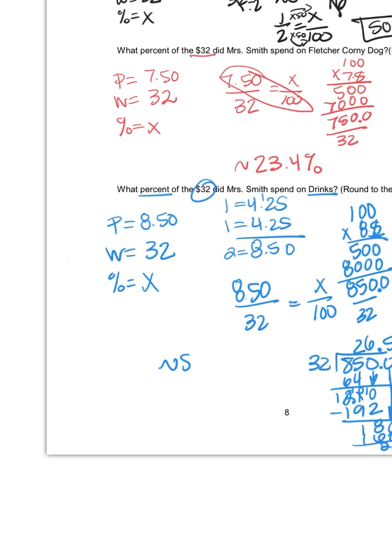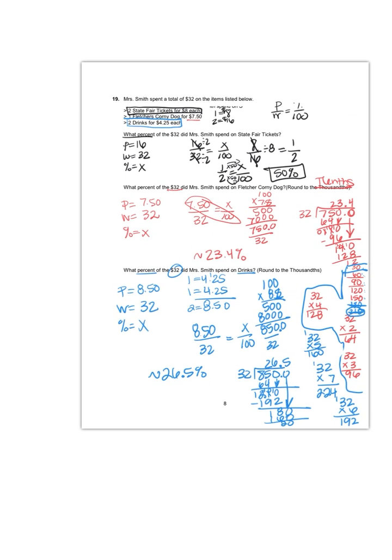Oh, I did it again. It's not money. I'm just thinking money today. It's going to be 26.5%. If you have any questions, please let us know.